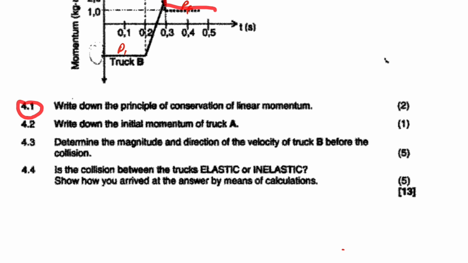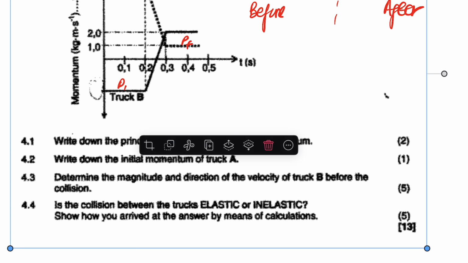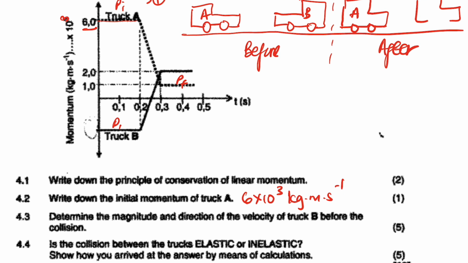Now 4.1, it says write down the principle of conservation of momentum, exam guideline. 4.2, it says write down the initial momentum of truck A. So the initial momentum of truck A, guys, here's truck A here. The initial momentum of truck A is that, so it's going to be 6 times 10 to the power 3 kg m/s. Right, that's the initial momentum of truck A, right?